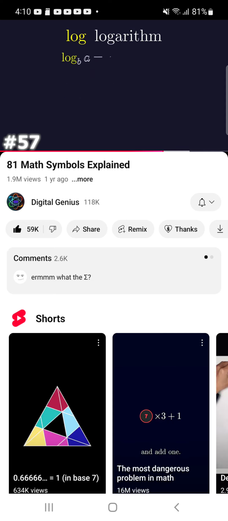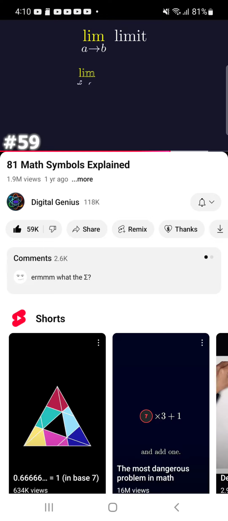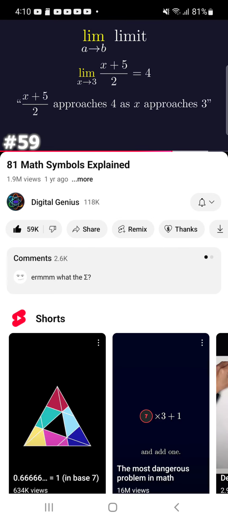Logarithm is an inverse operation of exponentiation. Subscript denotes the base of the logarithm. Log without a subscript represents the logarithm with base 10. The natural logarithm, denoted as ln, represents a logarithm with base e. Limit is used to denote the behavior of a function or an expression as its input approaches a certain value.